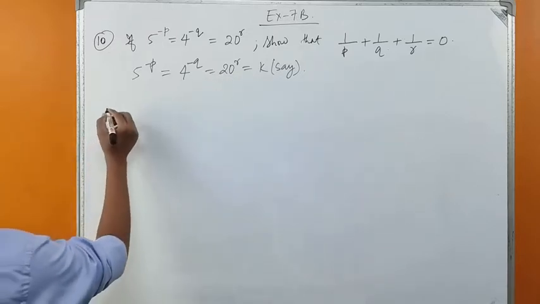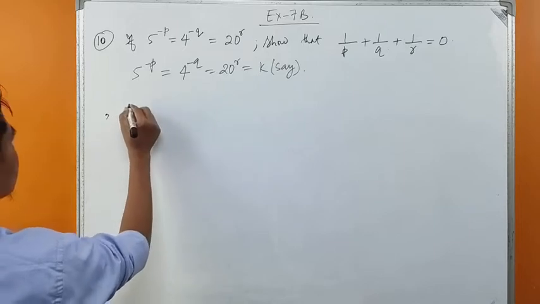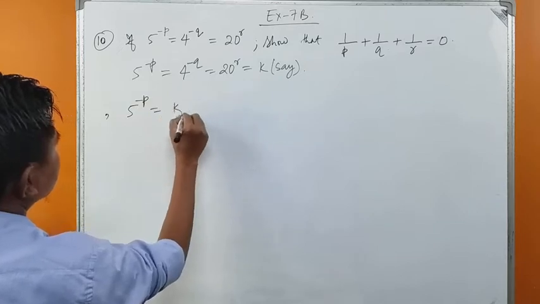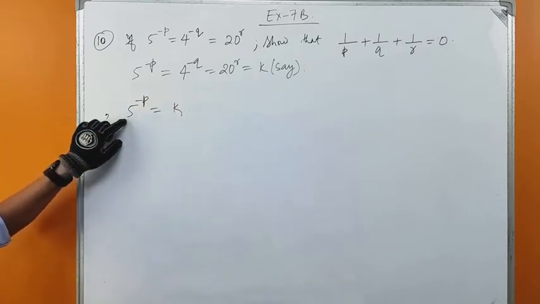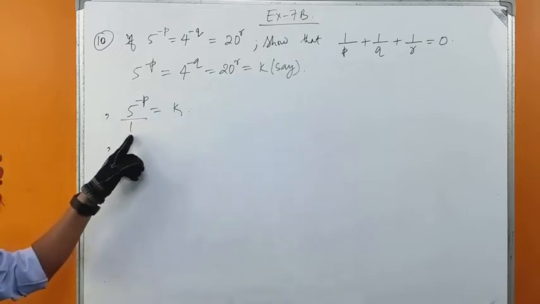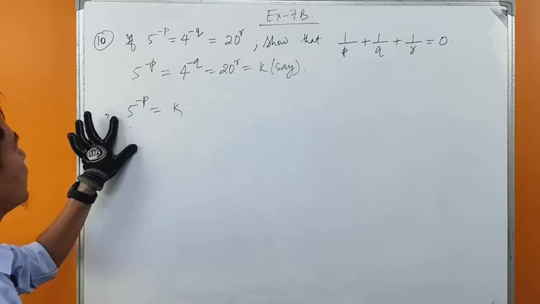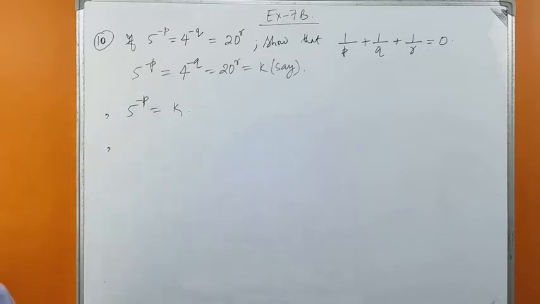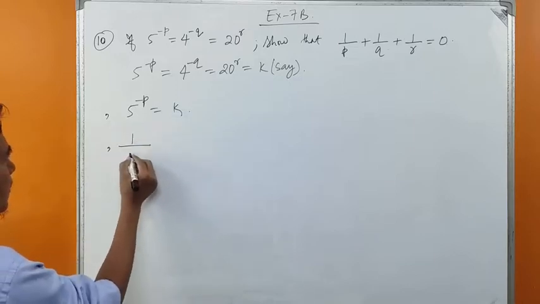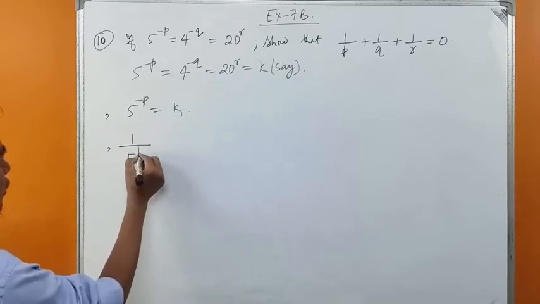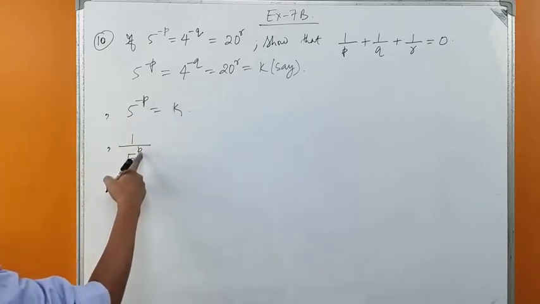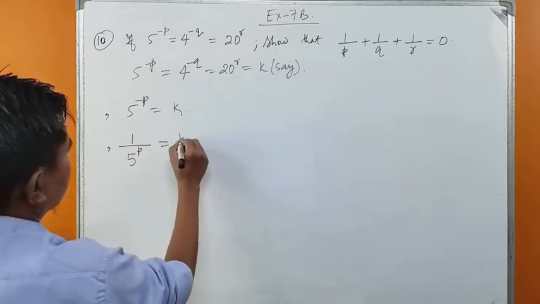Now take 5 to the power minus p equals k. This 5 is in the numerator. We don't have a number in the denominator, which means there is always 1 in the denominator. We don't usually write that because we understand there is 1 in the denominator. So the power of this 5 is minus p. If I take this number to the denominator, the power changes to plus p, isn't it? 5 to the power minus p becomes 5 to the power plus p equals k.